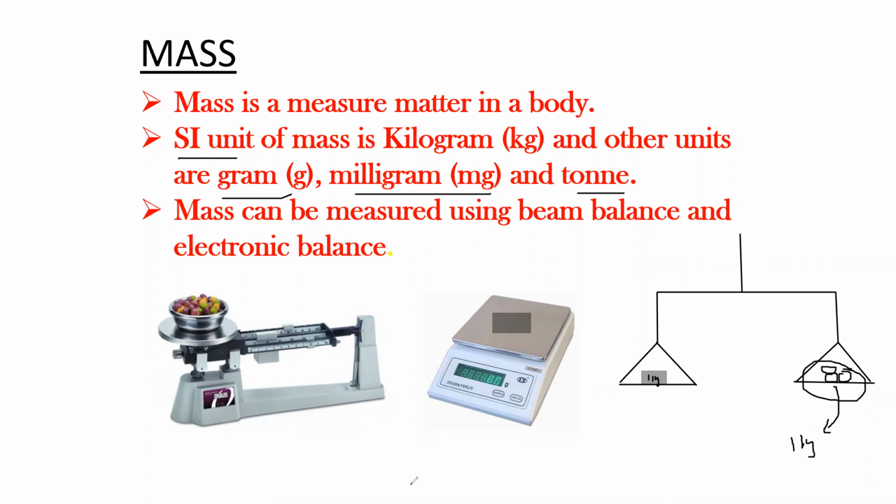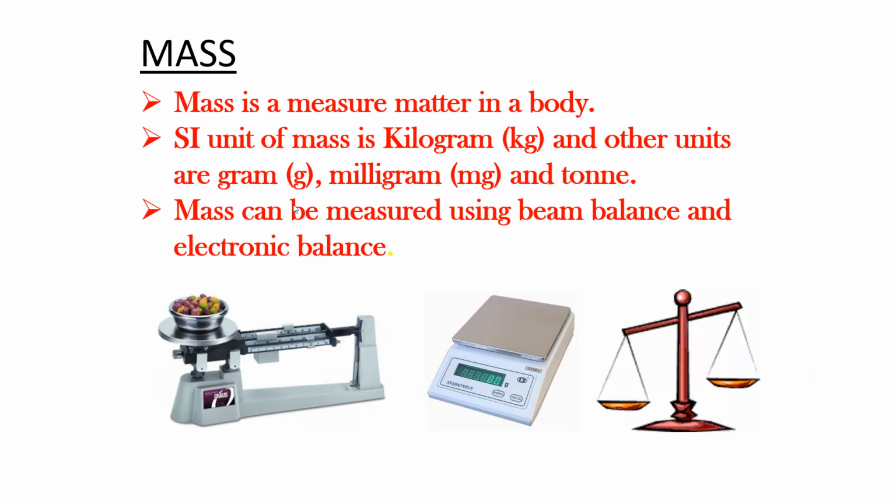Is it clear, the concept of mass? So mass is the amount of matter in a body. The SI unit is the kilogram, and it can be measured by a beam balance or an electronic balance. This is also a beam balance. This is also a triple beam balance. This is a simple beam balance, but both are beam balances.